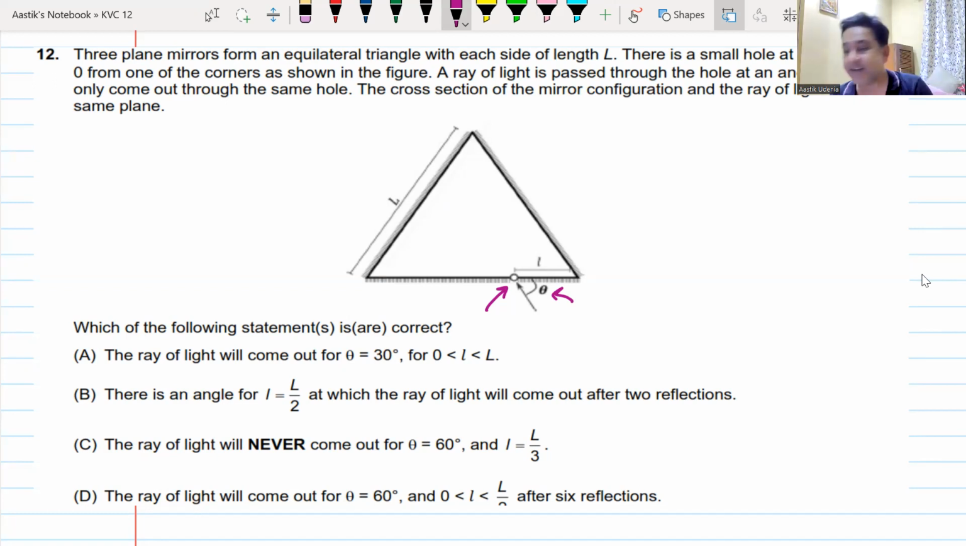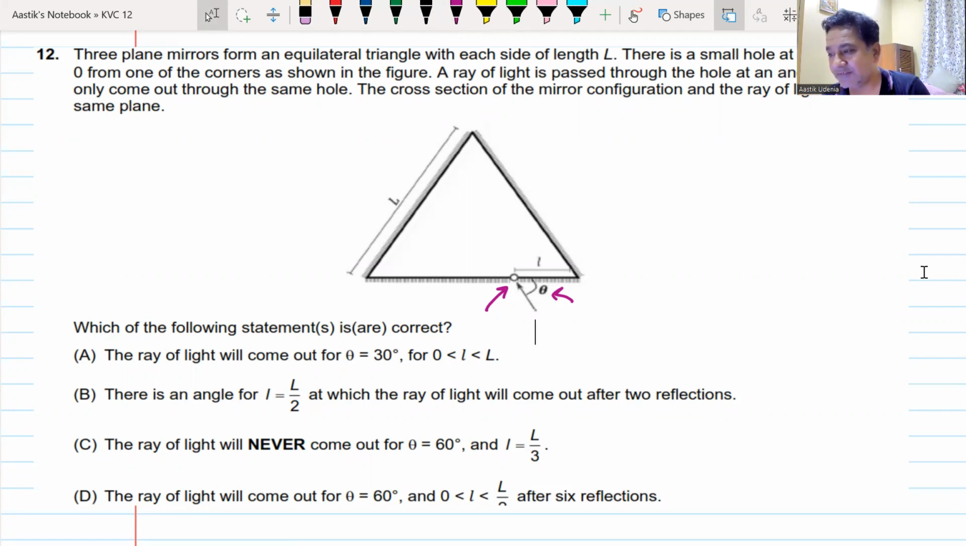Which of the following statements are correct? A, B, C, D. There are 4 options given. Question number 12, JEE Advanced, paper number 1, 2022. You can download the paper, or I'll put the paper in your group. You can see this question and try to solve it if you can.